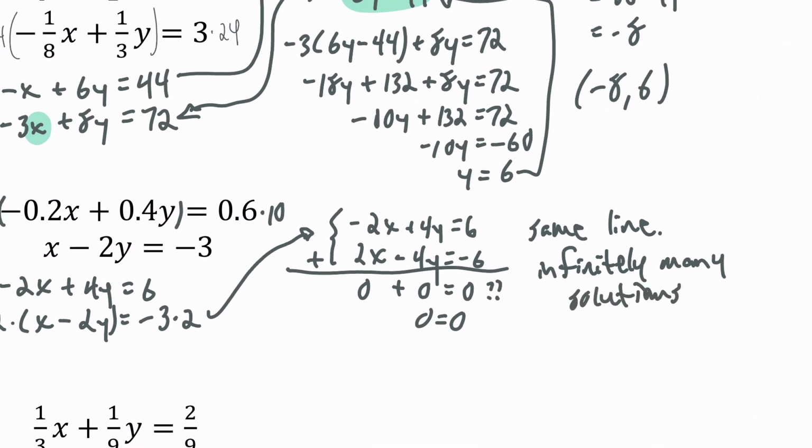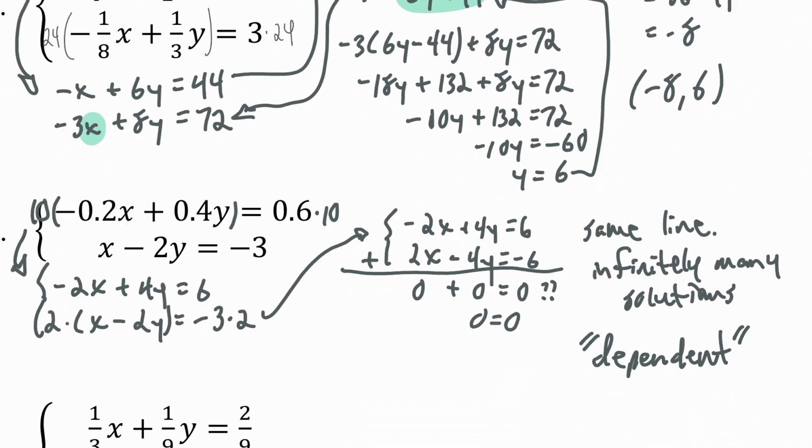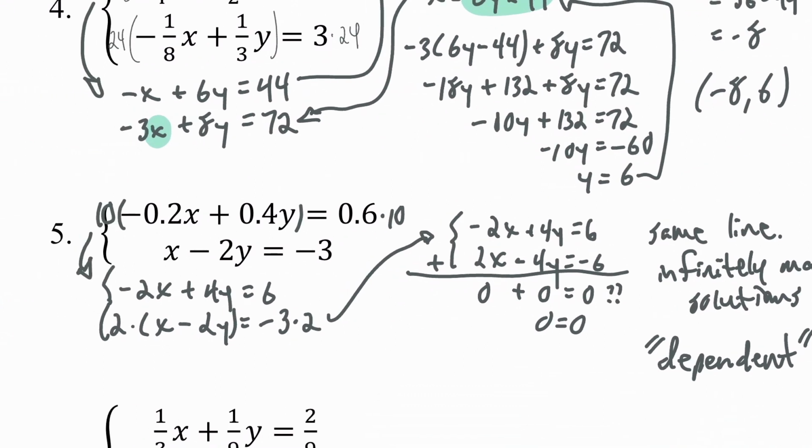So this is what's called a dependent system. And what that means is that really the second equation was redundant. It doesn't add anything to the pair of equations. The second equation being equivalent to the first equation means that you just throw it away. It doesn't do anything. So there's lots of solutions, and they're the ordered pairs that solve either one of these equations, and there are lots of them because they're both.